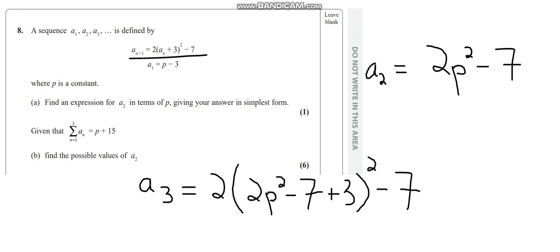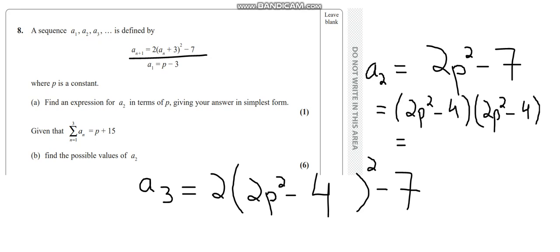Our next step will be to simplify it by adding 3 to minus 7, which will give us minus 4. And I'll just square it, so we have 2p² − 4 whole squared, which is 2p² − 4 times 2p² − 4. Using the FOIL method, that's the result: 4p⁴ − 16p² + 16. And we'll bring it down where we have to expand it.